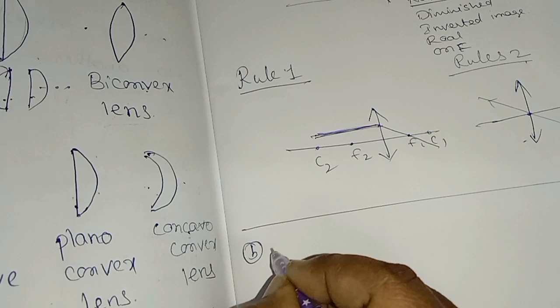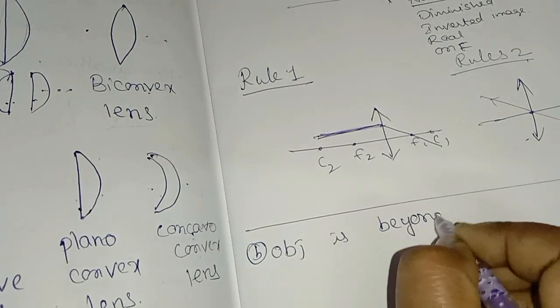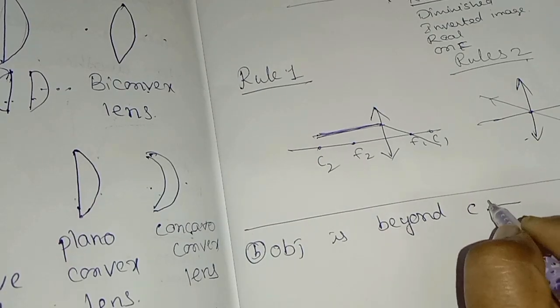Second one, when the object is beyond C. Beyond C. Okay?